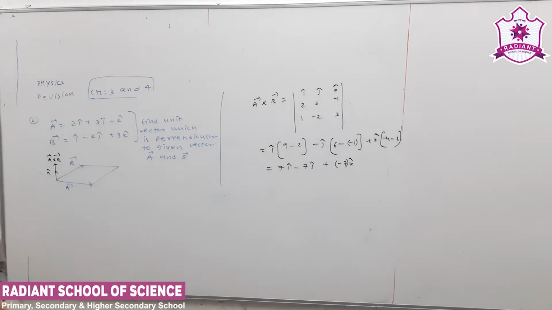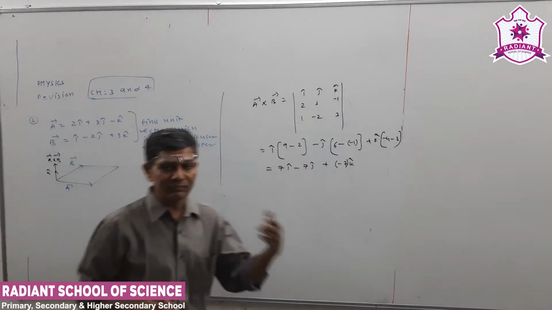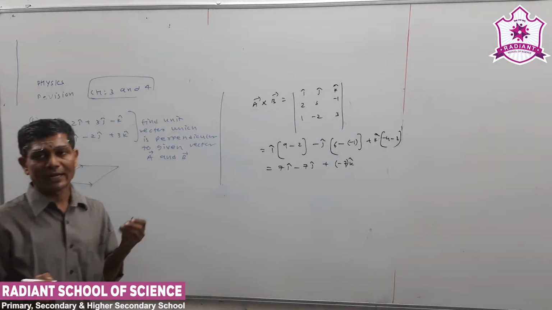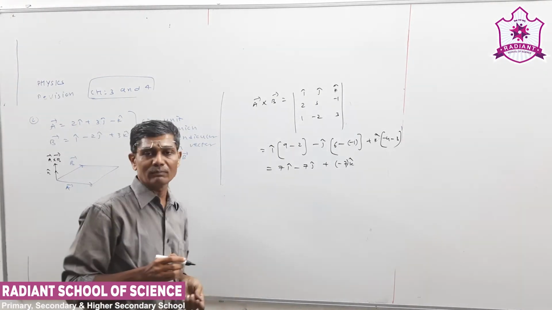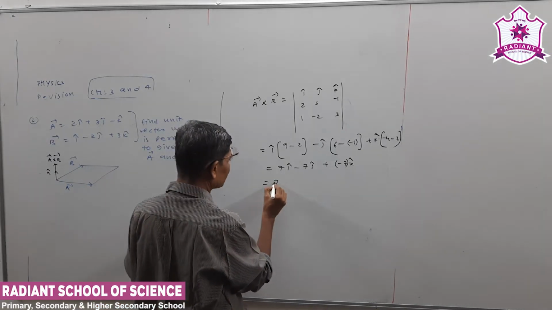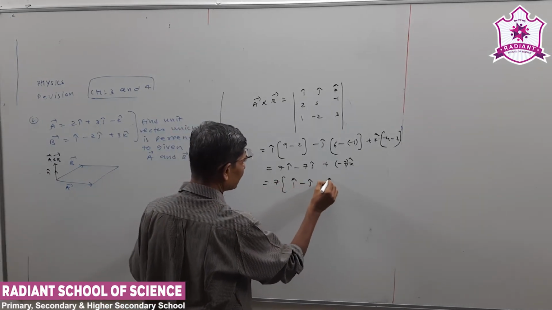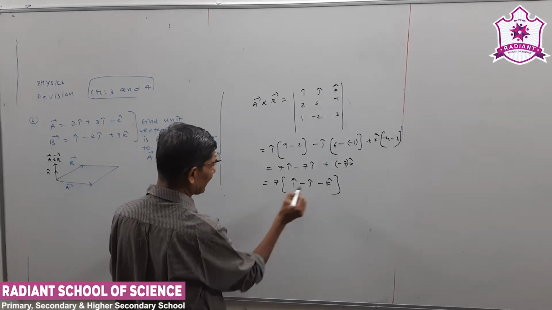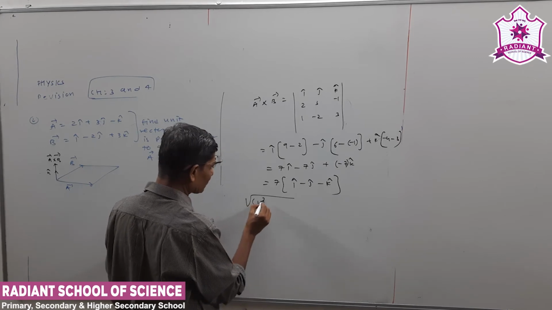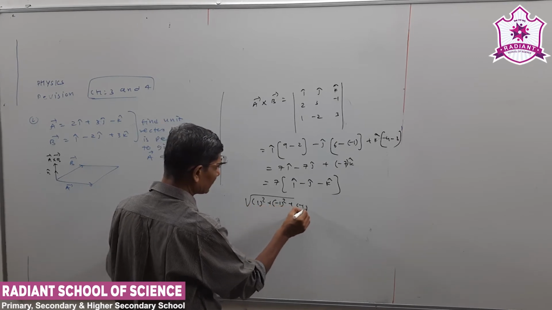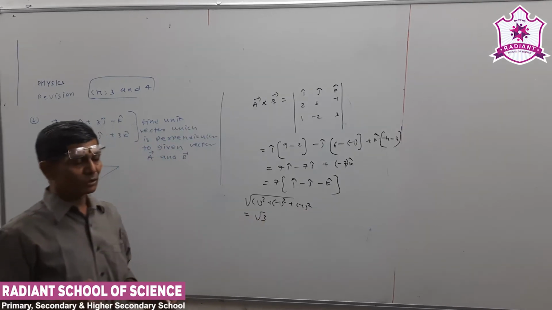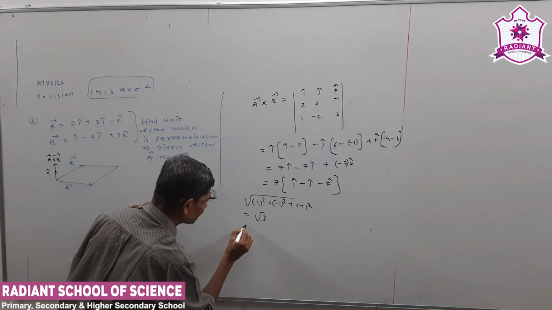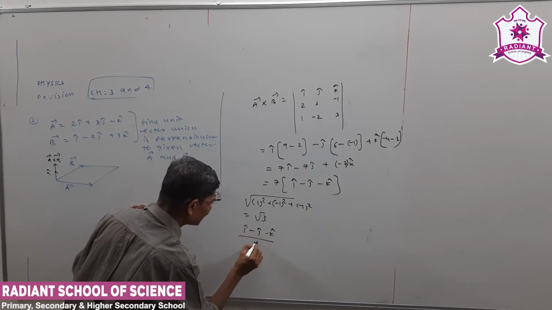Okay, now this is our A cross B. If I find the unit vector of this, how do we find it? First we have to calculate the magnitude. If I take 7 common, it's also okay. 7 is common: i minus j minus k. What is the magnitude of i minus j minus k? 1 square plus minus 1 square plus minus 1 square, that is root 3. So how do we get the unit vector of i minus j minus k? We have to divide by the magnitude, that is i minus j minus k upon root 3.